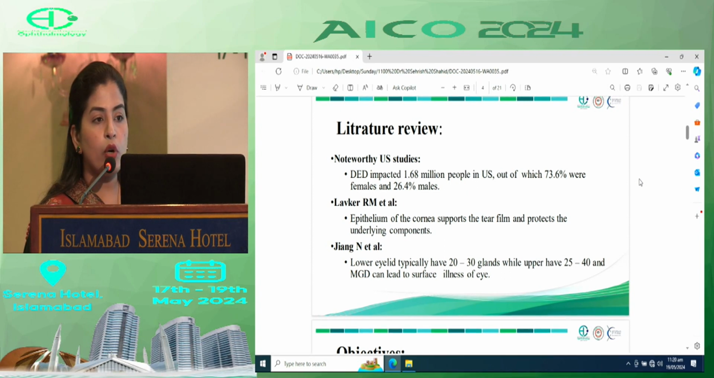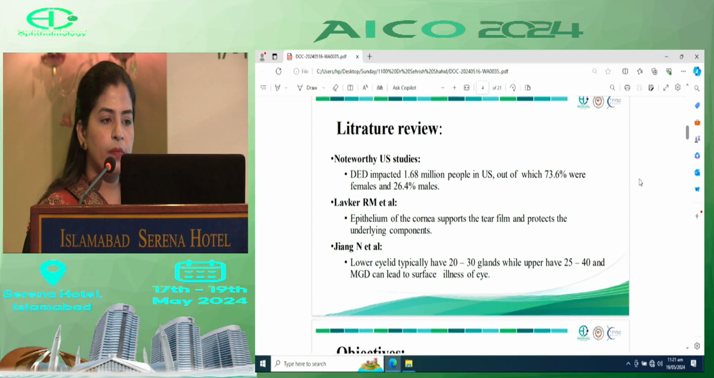Here is a brief literature review in which a noteworthy US study said that dry eye impacted 1.68 million people in the US, out of which 73.6 were females and 26.4 were males. In another study, the epithelium of the cornea supports the tear film and protects the underlying components.